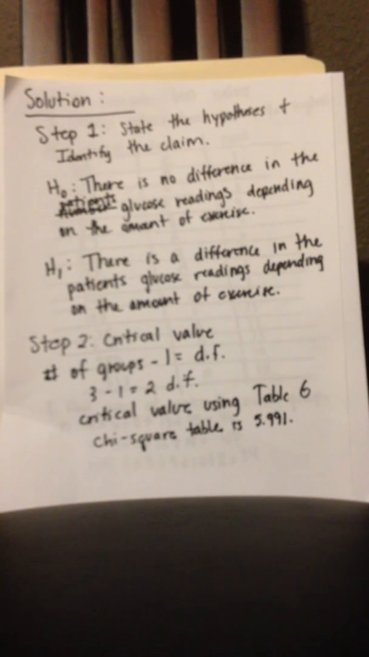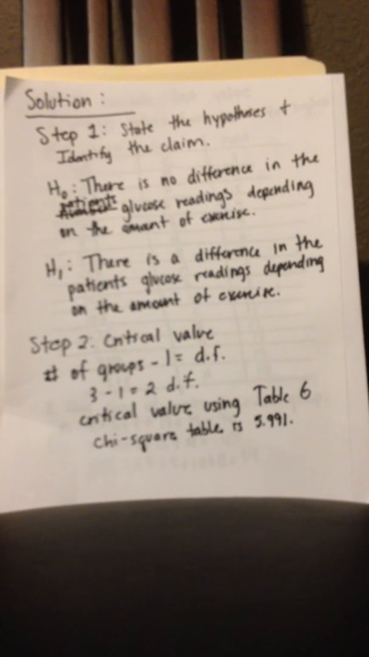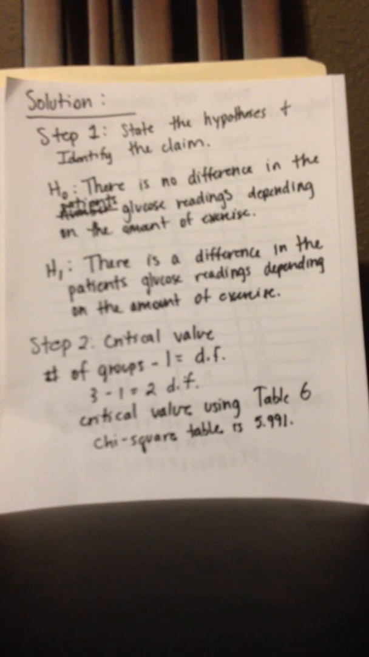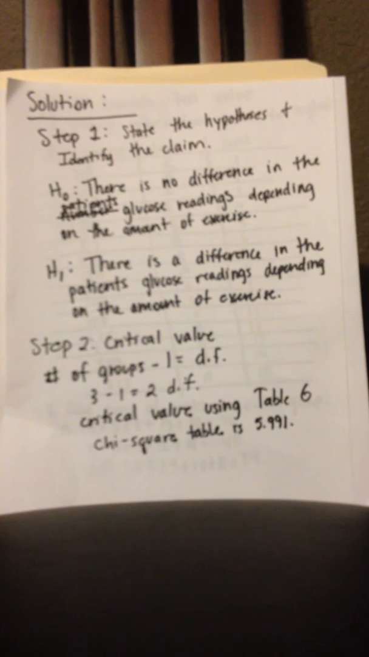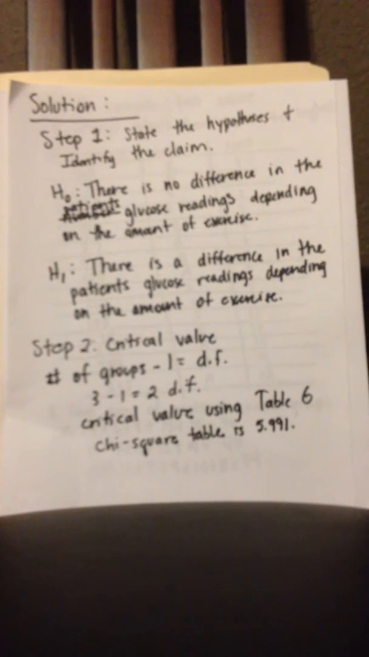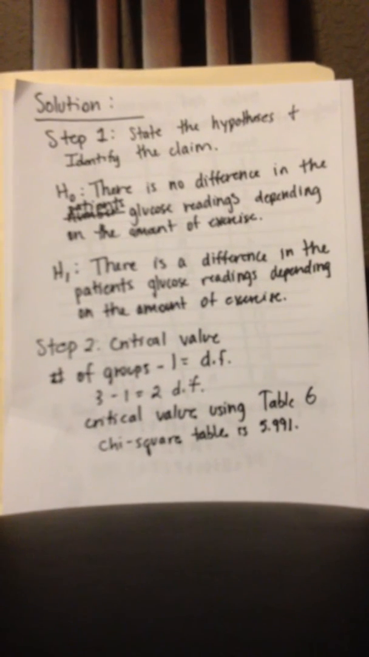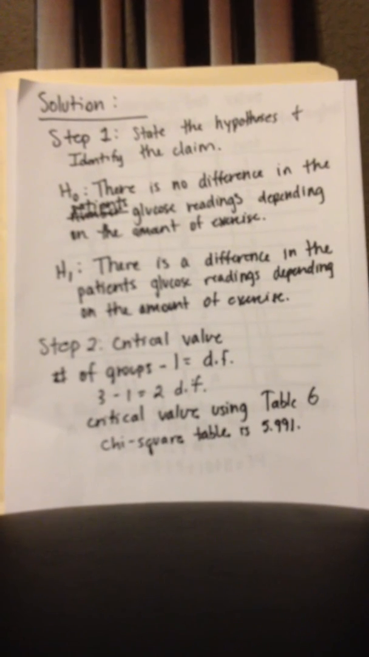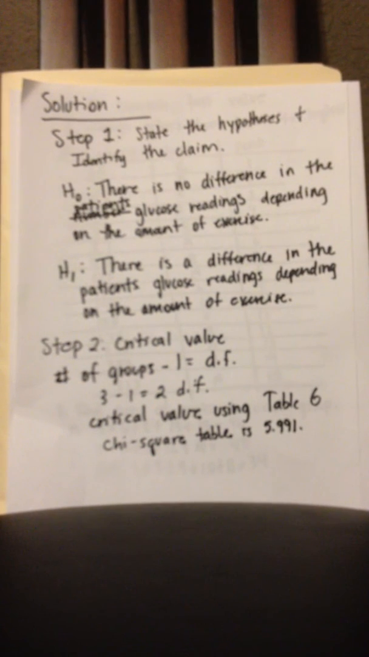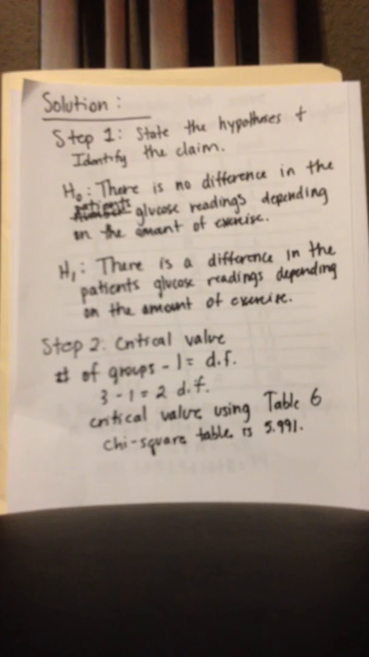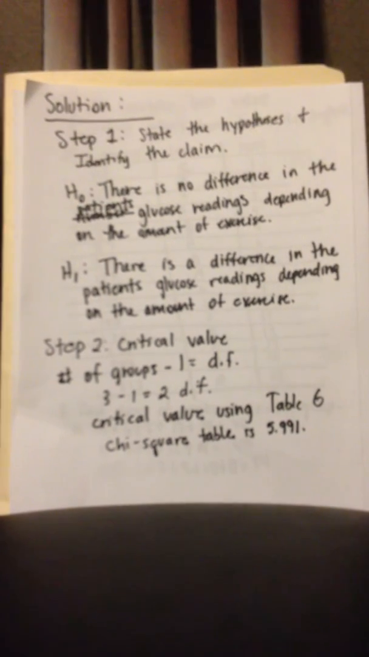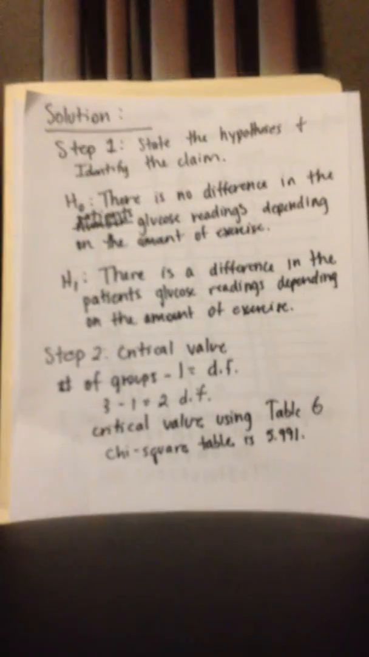The next step to a Kruskal-Wallis problem is we have to identify the critical value. And the equation for the critical value is k minus 1 gives you the degrees of freedom. And k in this instance in the Kruskal-Wallis test is the number of groups. So 3, because we had groups A, B, and C, minus 1 equals 2 degrees of freedom. The critical value using table G, or the chi-squared table, is 5.991.